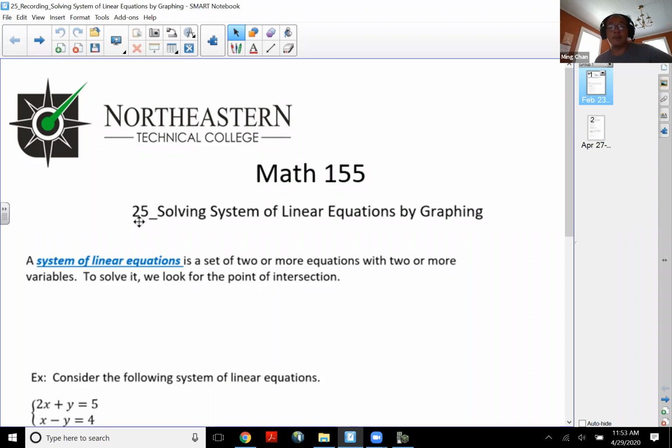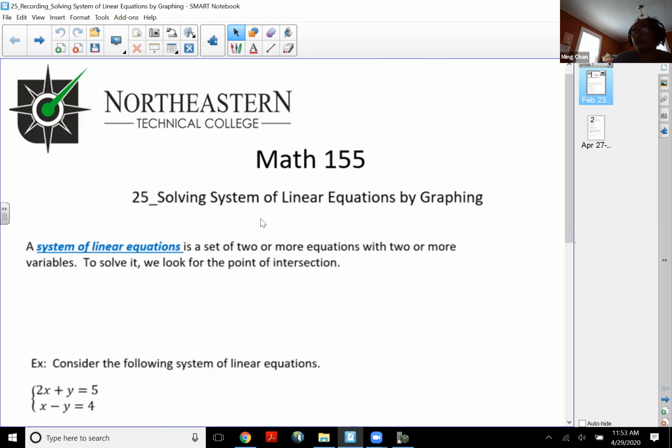All right, and for topic number 25, I'm going to show you how to graph two lines. But what we're going to end up talking about here is something you may have learned before, called solving a system of linear equations by graphing. A system of linear equations refers to a set of two or more equations with two or more variables. These are two-dimensional. If I'm using three variables, three equations, that means I'm dealing with three dimensions.